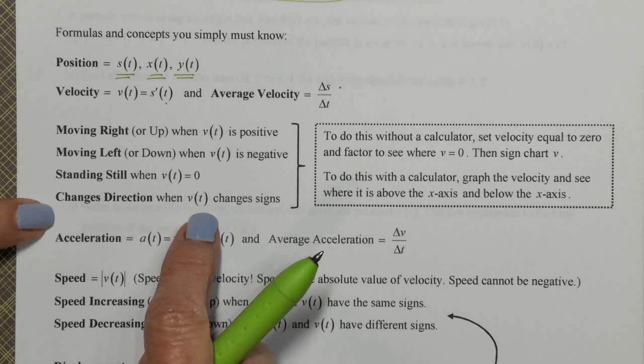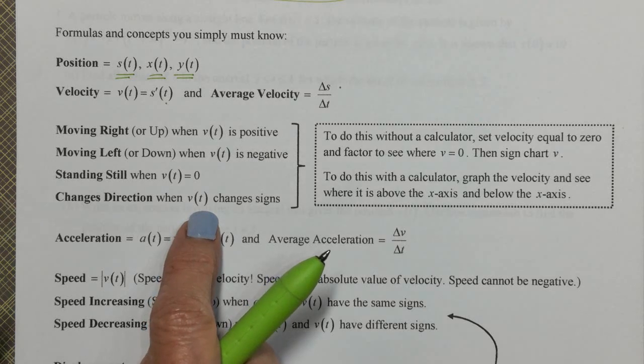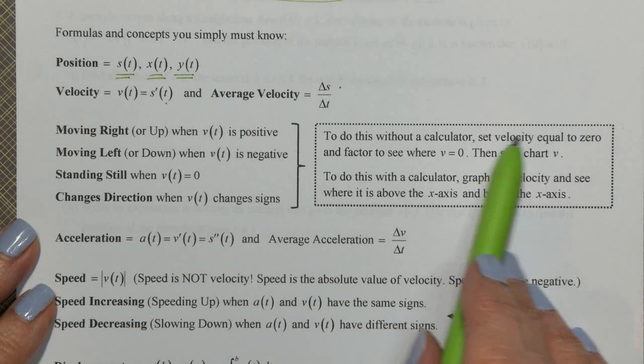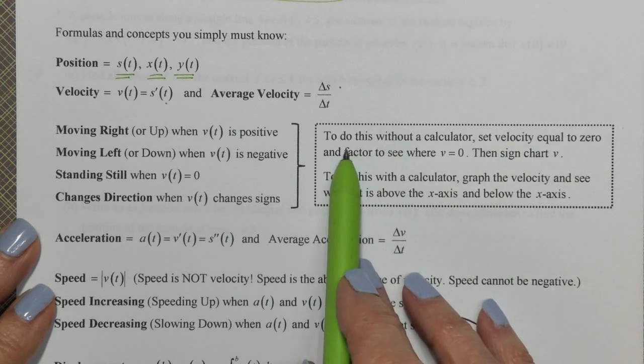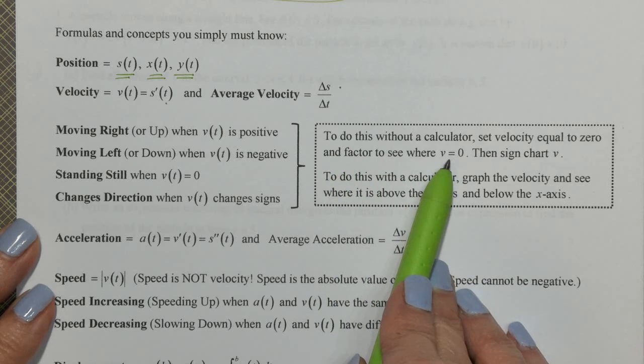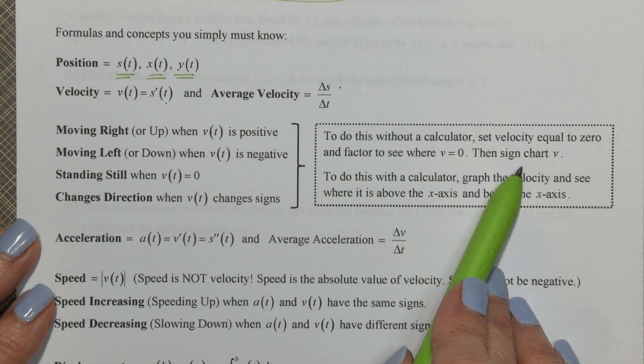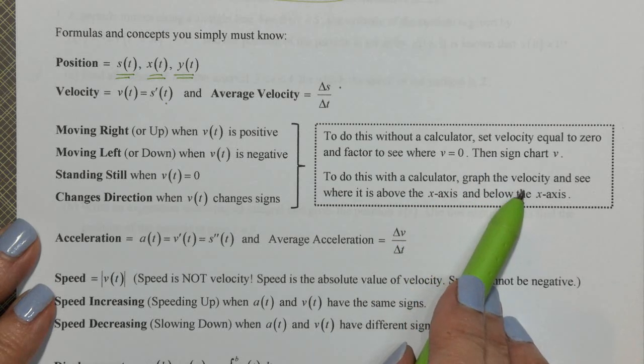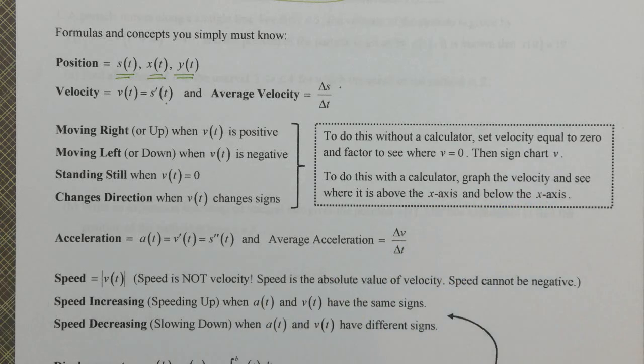The particle changes direction when velocity changes signs. To do this without a calculator, we will need to set velocity equal to 0, often factor, see where velocity is 0, and then sign chart v. With a calculator, though, we can just graph the velocity function and see where it is above or below the x-axis.